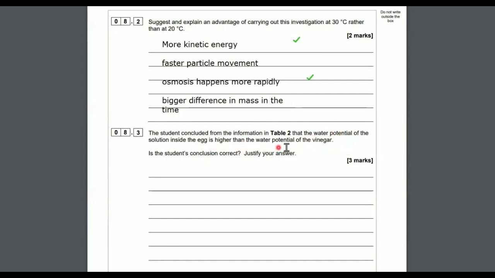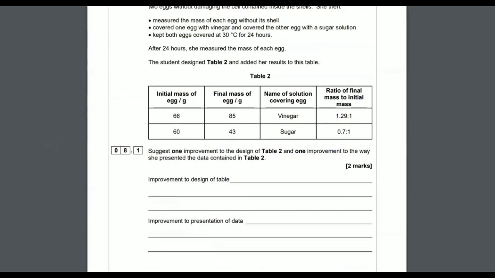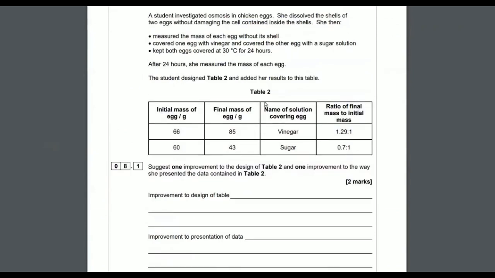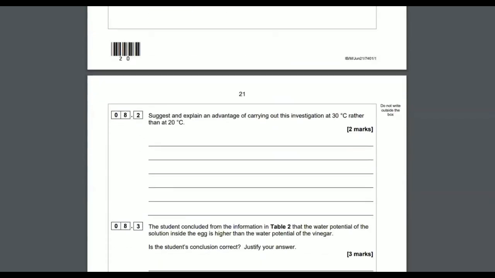So 8.3, the student concluded from the information in table 2, the water potential of the solution inside the egg is higher than the water potential with the vinegar. Well, let's have a look at the water potential in the egg compared to the vinegar. Well, it was 66 grams, the mass of the egg, and then after it had been left in the vinegar, it went up to 85 grams. So what does that tell us about the relative water potential inside the egg and inside the vinegar?